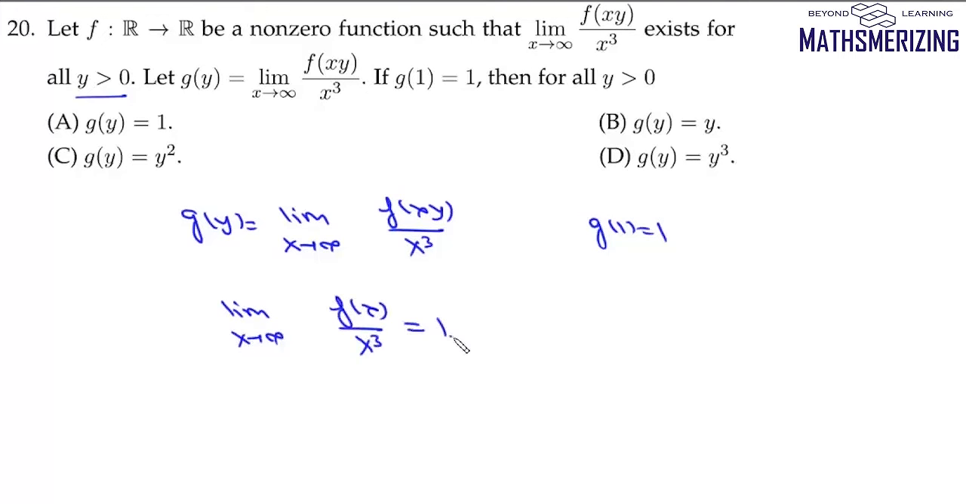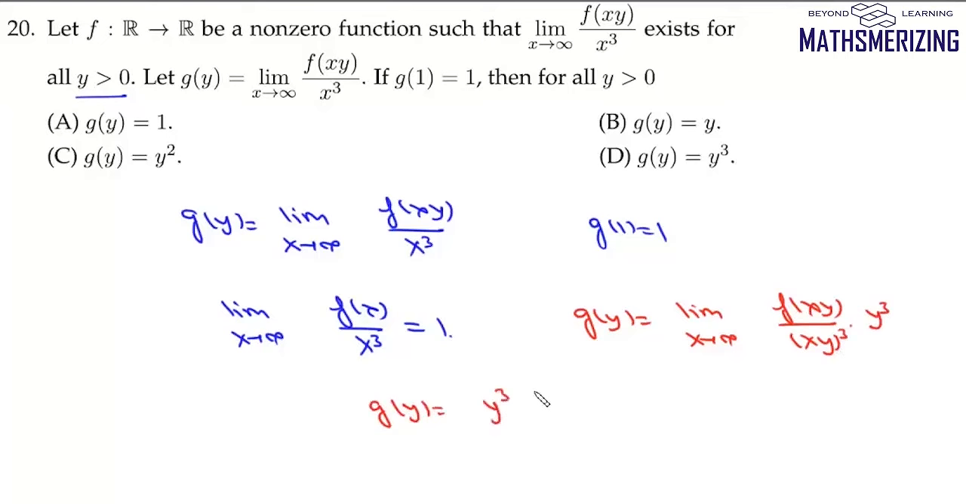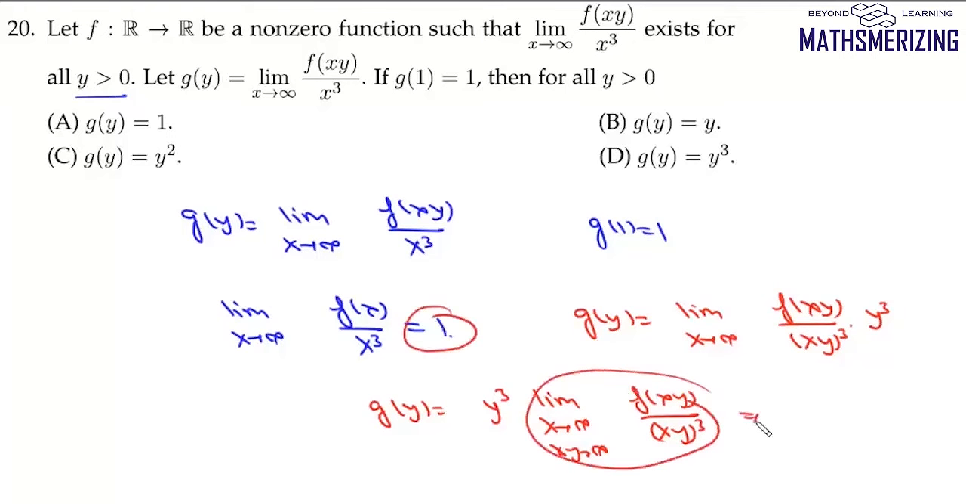Now what we'll do is we'll write this g(y) as this limit x tends to infinity f(xy), and here we'll write the denominator as (xy) cube into y cube. Now we can write this g(y) as y cube into limit x tends to infinity f(xy) upon (xy) cube. Now when x tends to infinity, xy also tends to infinity, so this limit, its value is 1. So we can write this function g(y) must be y cube, and that's your option D.